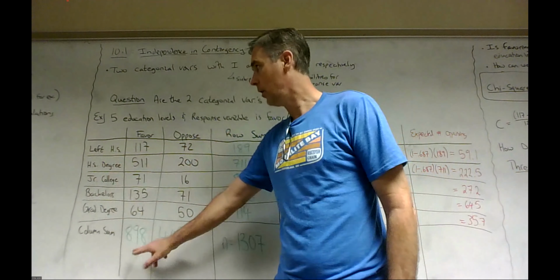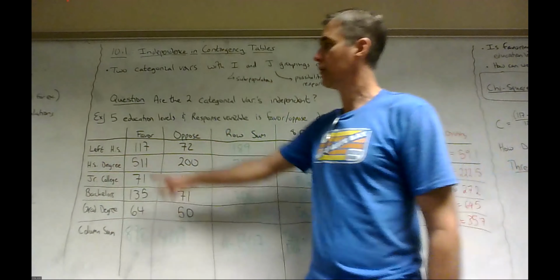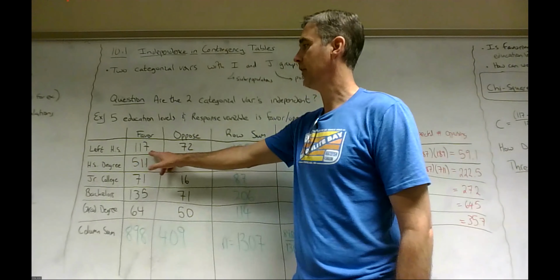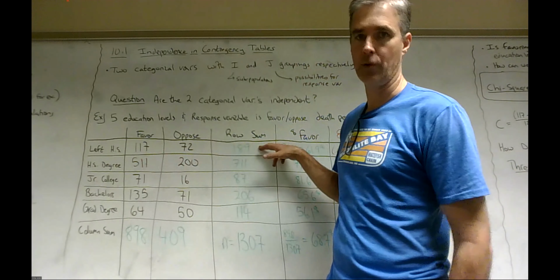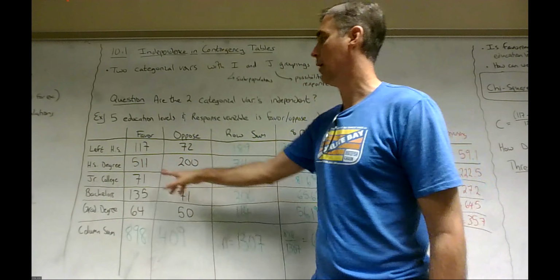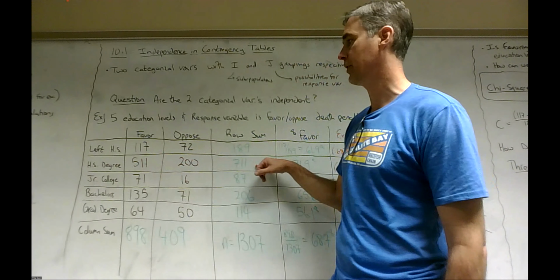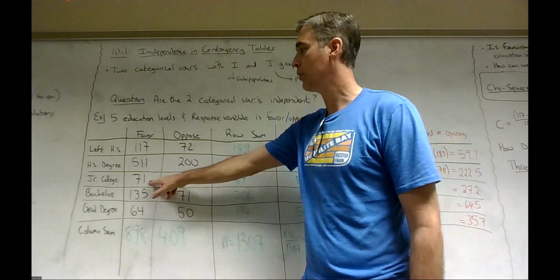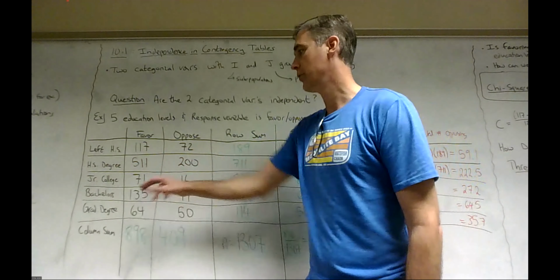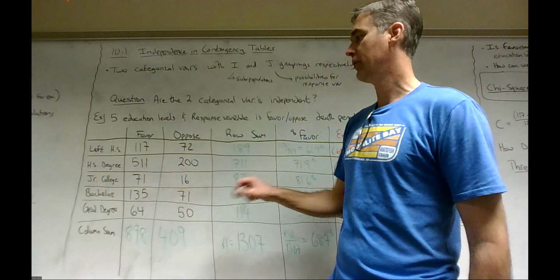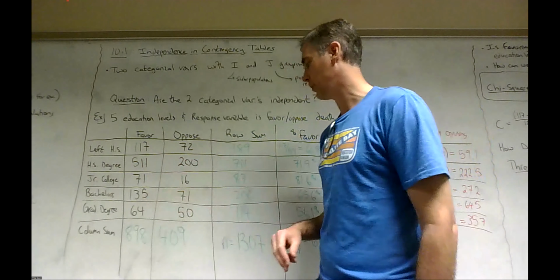In total, we asked 1,307 people. Of those who left high school, 117 favored it and 72 opposed it, and there were 189 left-high-school people that we asked. 511 and 200 for the high school degree people, of a total of 711 high school degree people. 71 junior college graduates favored the death penalty, 16 opposed it. 135 people with a bachelor's degree favored it, 71 opposed it. 64 people with a graduate degree favored it, 50 people opposed it.